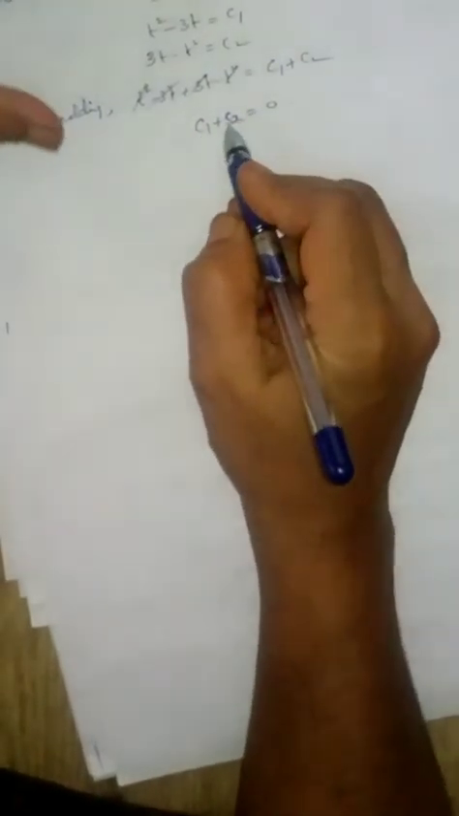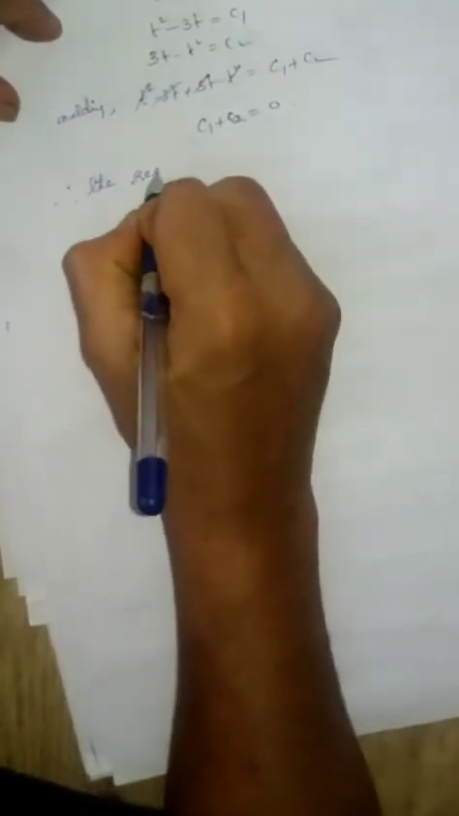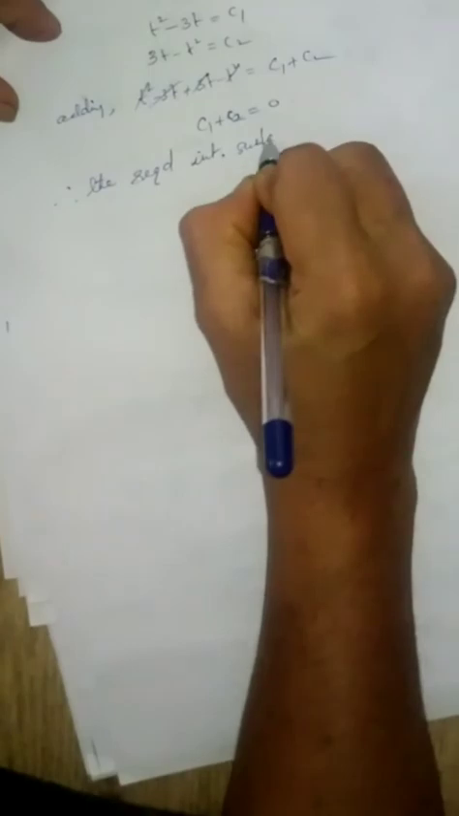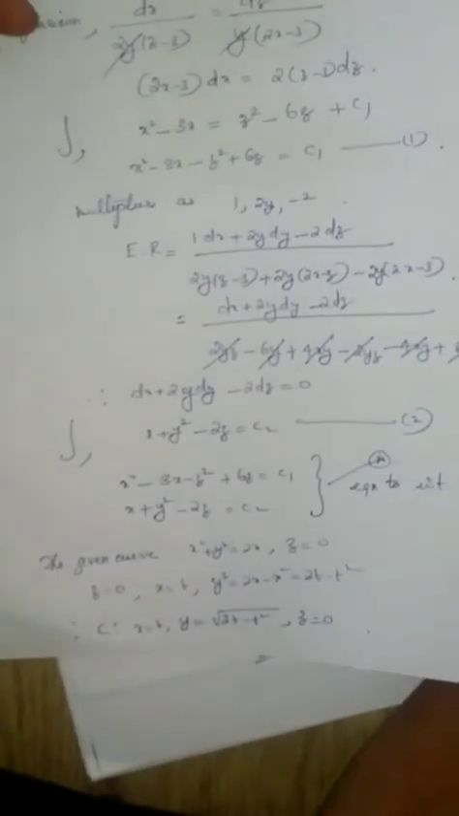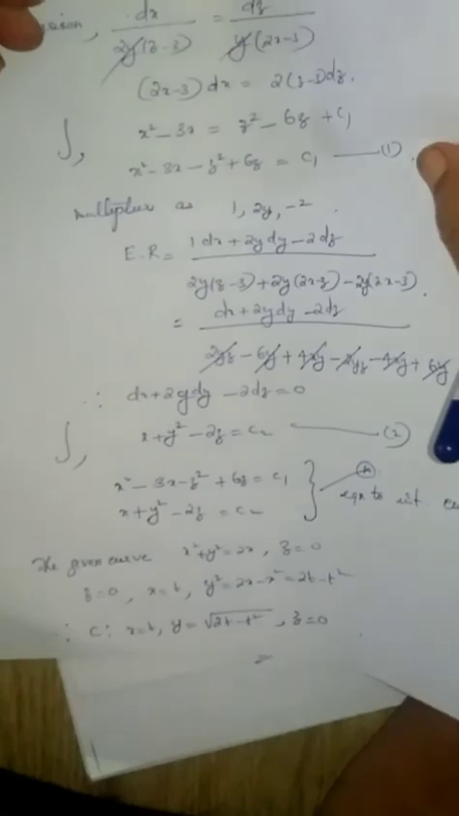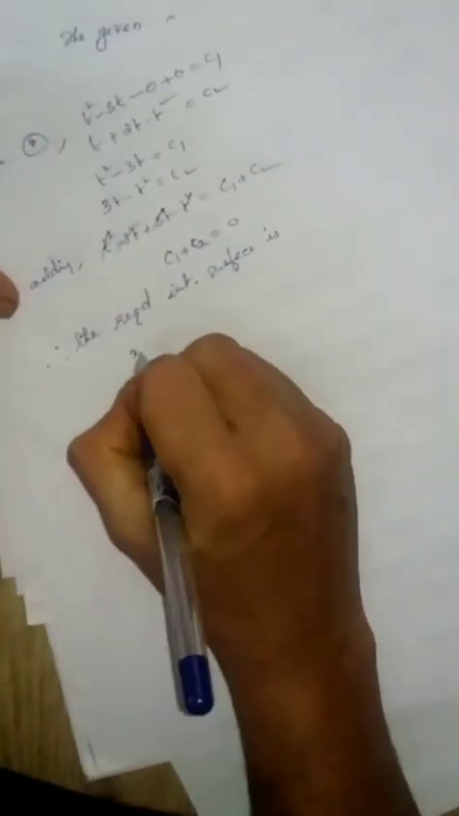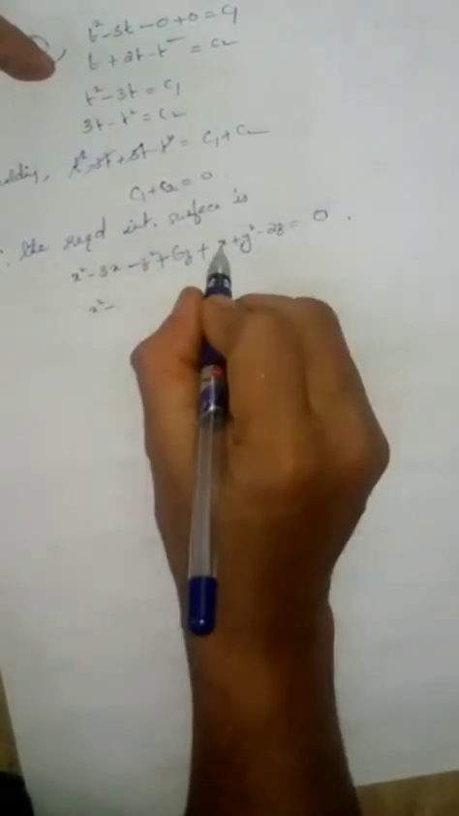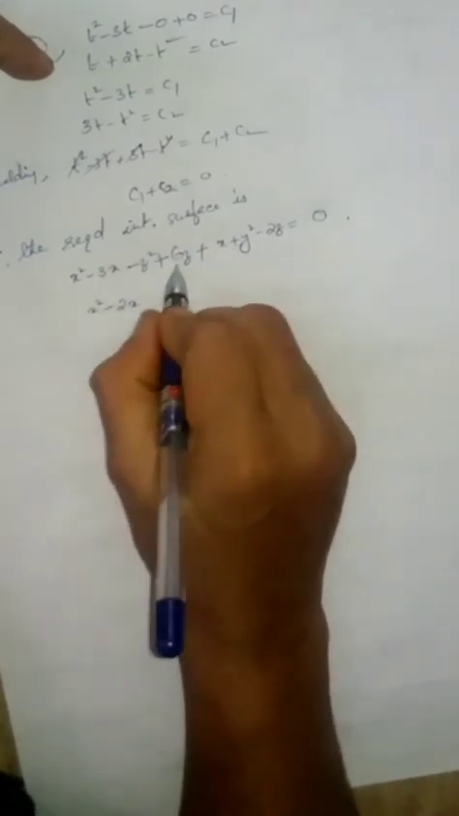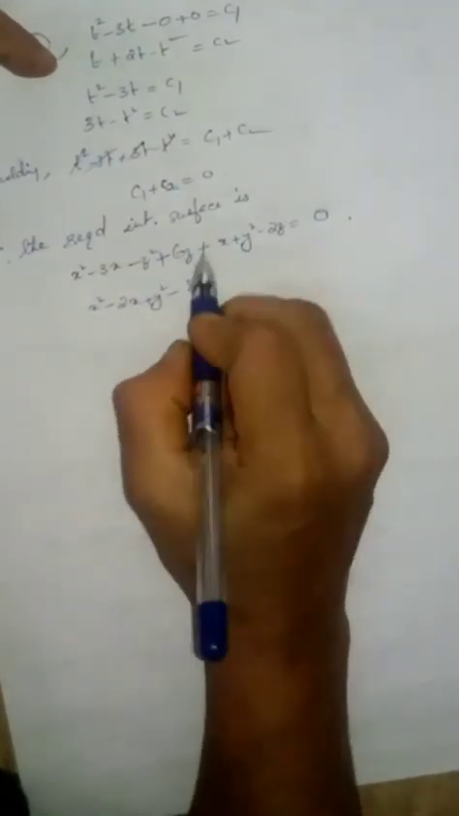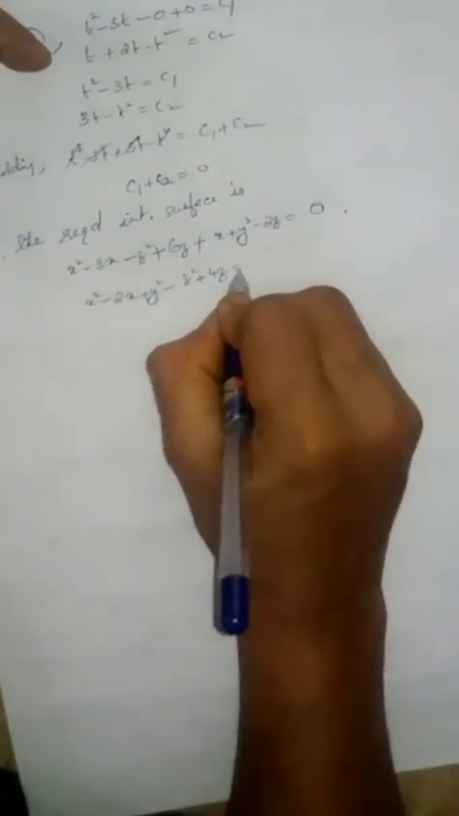Now finally replace c1 and c2 by u and v. Therefore the required integral surface is c1 plus c2: x minus x square minus 3x minus z square plus 6z, that is our c1, plus c2. c2 is x plus y square minus 2z equal to 0. Now we can write it as x square minus 3x and 2x will give minus x plus x and will give 2x, then y square minus z square, 6z and minus 2z will give plus 4z equal to c.